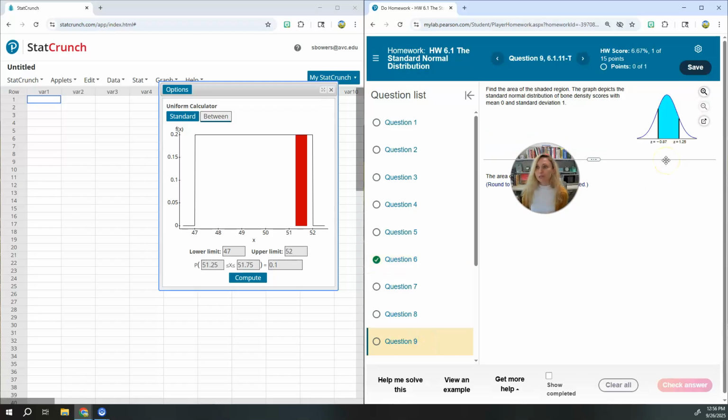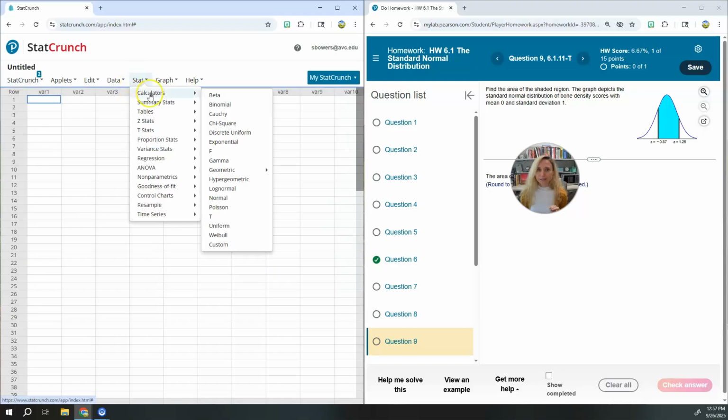Find the area between the two z-scores that are given. Of course, we can use the table for the z-scores, but this is not efficient because you'll have to do a double step. You'll have to find the area to the left of the z-score of 1.25, then subtract the area to the left of the z-score of negative 0.87. Again, StatCrunch is a great tool to save you time, energy, and effort.